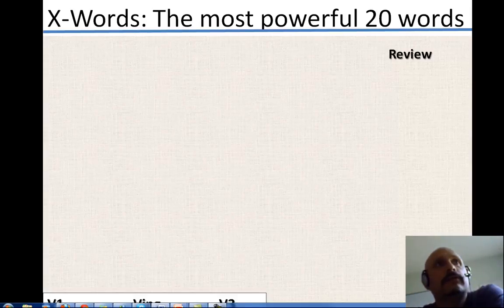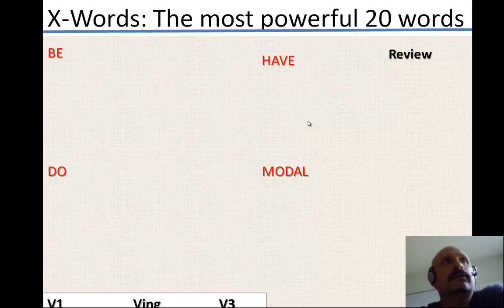This is general lesson part 2. We'll start with the X words, the most powerful words of the English language. There are 20 and they're helping words. This is a review. We did this in general lesson 1. There are 4 families of X words, or auxiliary verbs: the be family, the have family, the do family, and the modal family.